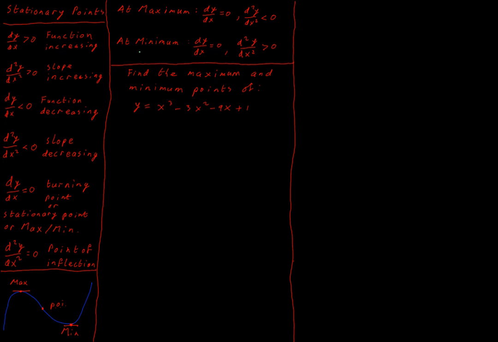And contrary to that, at the minimum, dy dx is 0, as we expect, and d2y dx squared is going to be positive, because our slope is becoming more and more positive as we're in this part of the curve. Our slope is negative, becomes 0, and then becomes positive. So it's becoming more and more positive at the minimum. Now, before we jump into this question, I'm going to switch to GeoGebra and show you what I've just been talking about play out.